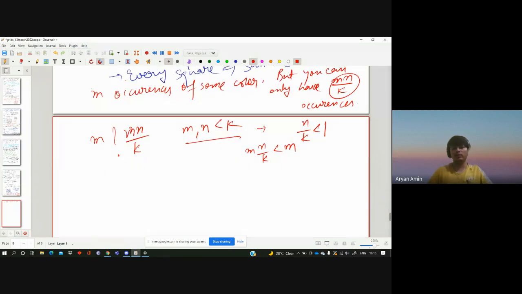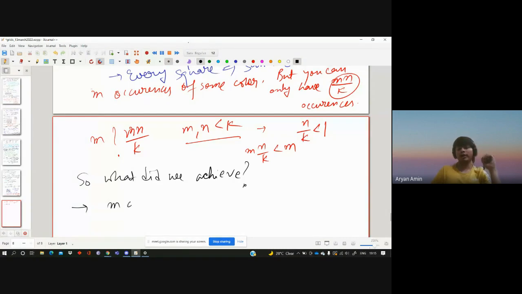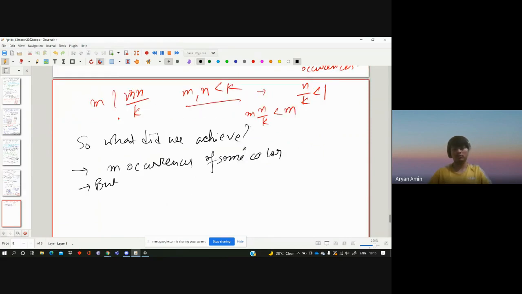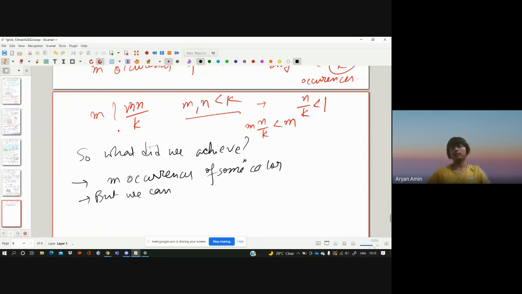So what did we achieve? So we found m occurrences, but we can have only mn by k occurrences. Now, since m is greater than mn by k, this is a contradiction.